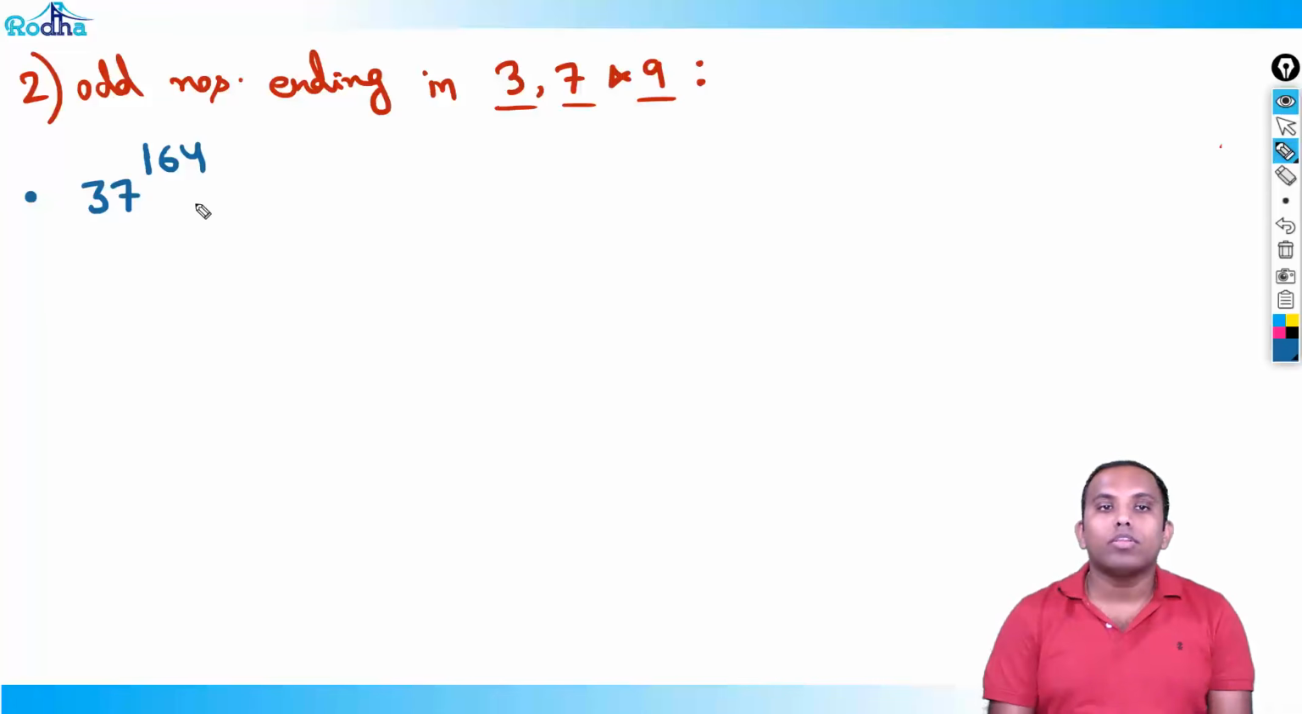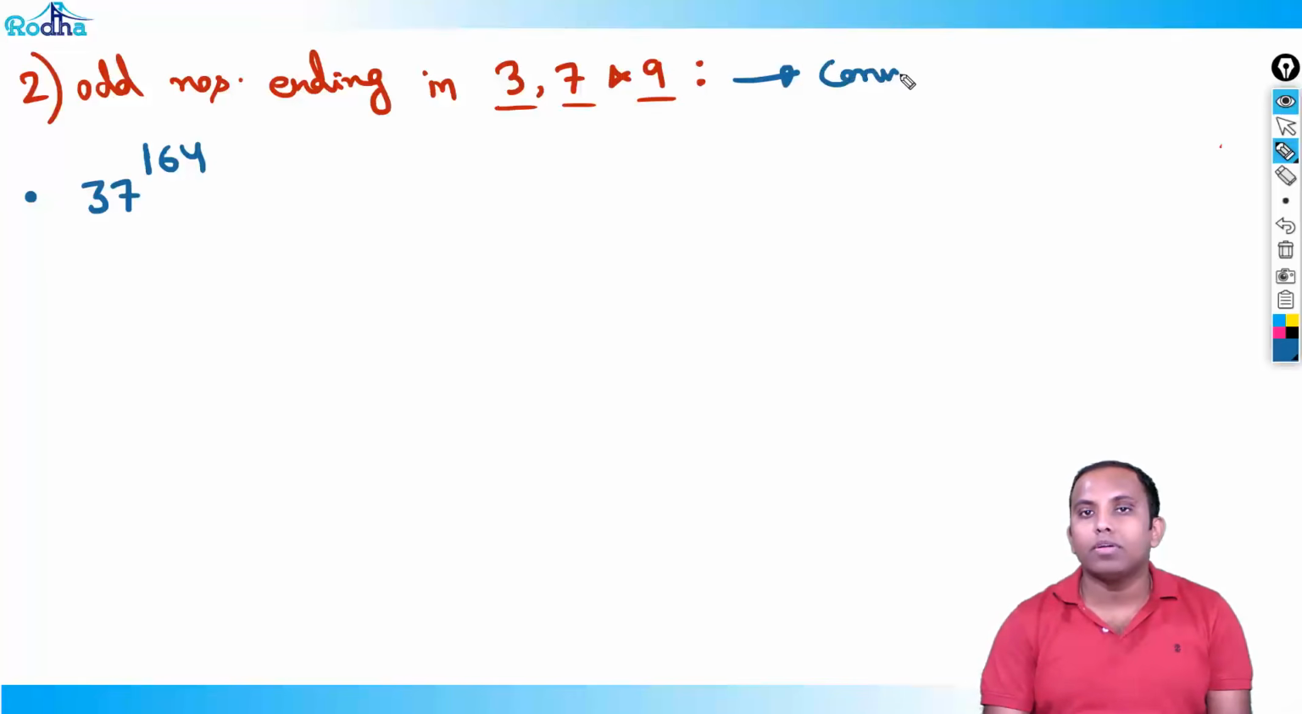For 37 raised to 164, my aim is this: I have a shortcut for numbers ending in 1, so all I want to do is convert these numbers to numbers ending in 1.